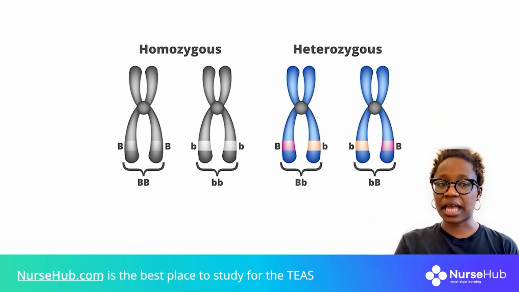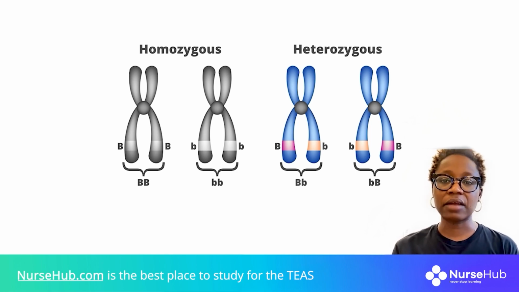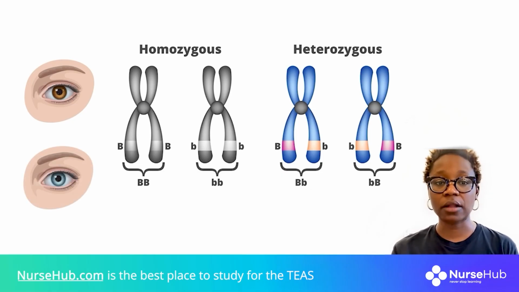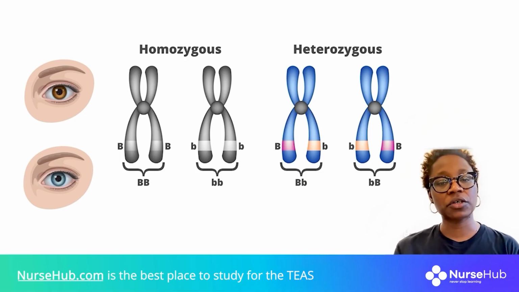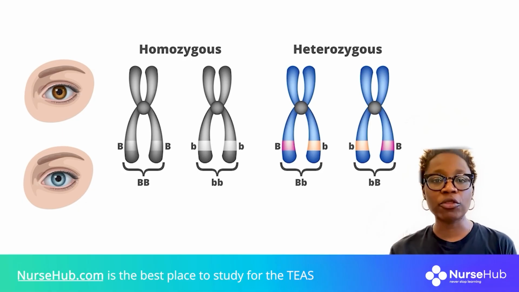Let's do some examples together. In this example, we'll use eye color. We'll say capital B is the dominant allele and represents brown eye color. Lowercase b is the recessive allele and represents the recessive color. Let's call that blue. If an individual's genotype is a combination that includes a capital B for brown eyes, that individual will have brown eyes. So capital B, capital B, and capital B, lowercase b, will both result in an individual having brown eyes.